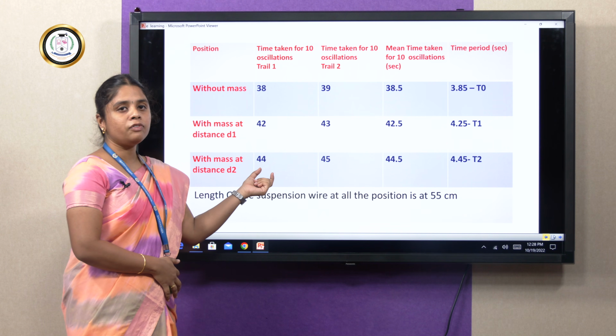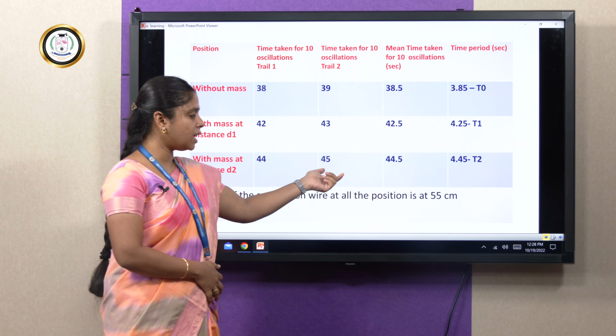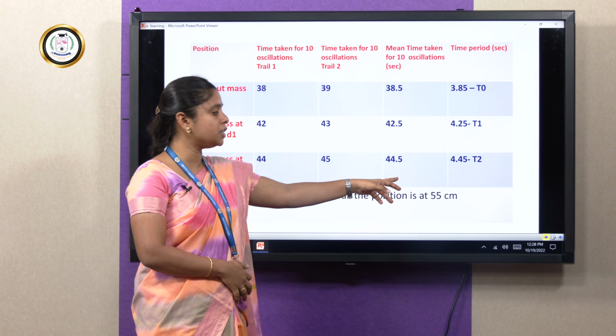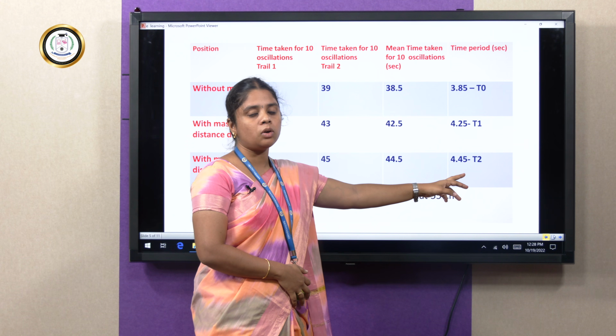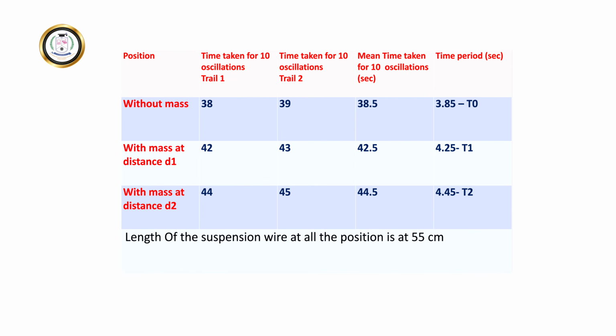So the time taken for the 10 successive oscillations in trial 1 is 44 and in trial 2 it is 45, and the mean time taken for the 10 successive oscillations is 44.5. And the time taken for one complete oscillation, dividing this mean value by 10, we get 4.45 seconds.